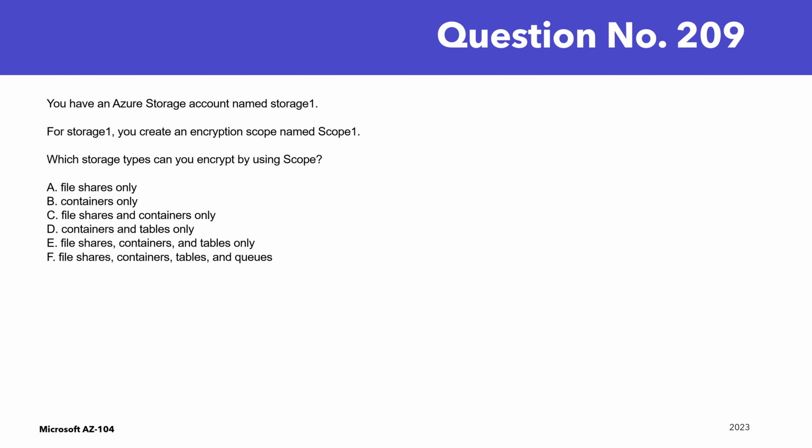You have an Azure storage account named Storage1. For Storage1, you create an encryption scope named Scope1. Which storage types can you encrypt by using Scope1? A. File shares only. B. Containers only. C. File shares and containers only. D. Containers and tables only. E. File shares, containers, and tables only. F. File shares, containers, tables, and queues. Correct answer. B.